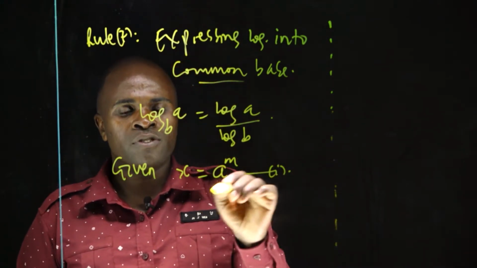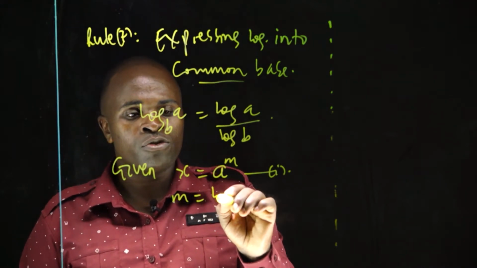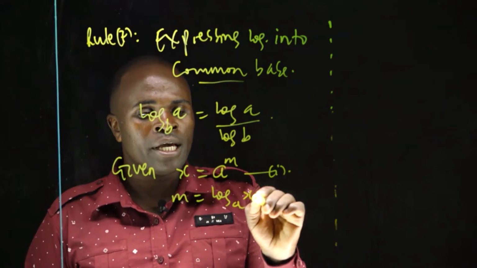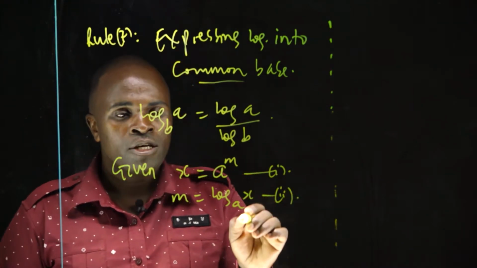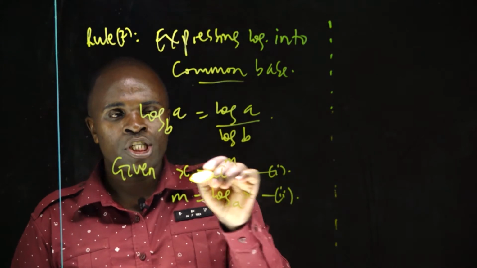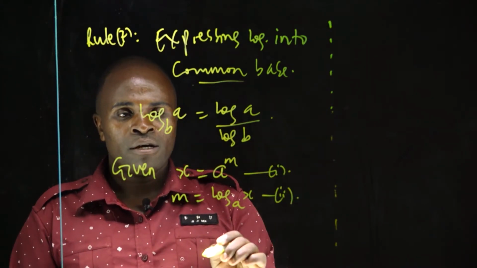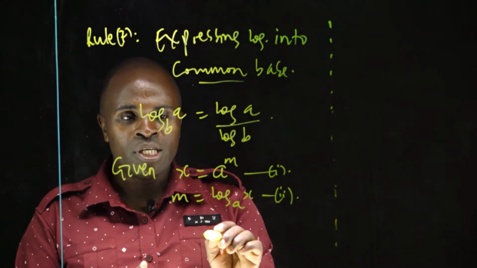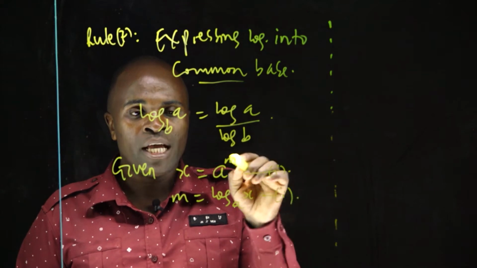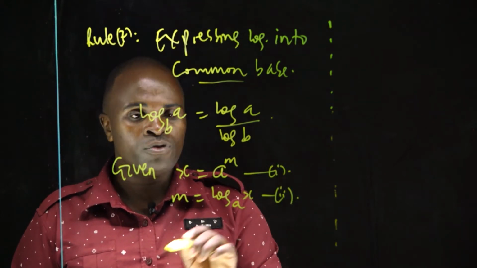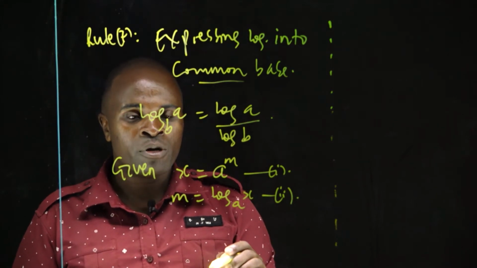When you want to write this in logarithmic form, it will appear as m equals logarithm of x base a, and this is equation 2. Now suppose you apply logarithm to equation 1, say to base c, any base. It is not a necessary condition to apply base 10. You can apply any suitable base which makes it easy for you to finish your question.